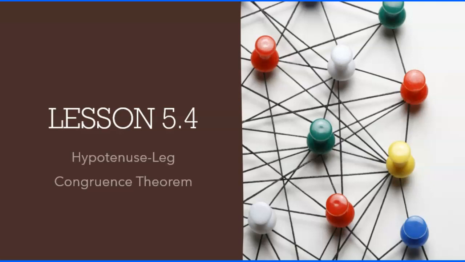Today is Monday, January 18th, and we will be looking at lesson 5.4. 257 is the page number in your book. There will be a little bit of terminology review, but then we're going to be talking about a new theorem and then looking at a review of the different postulates and theorems that we've learned over the last week.